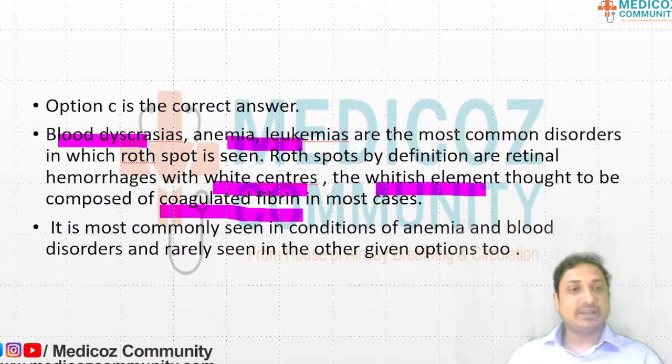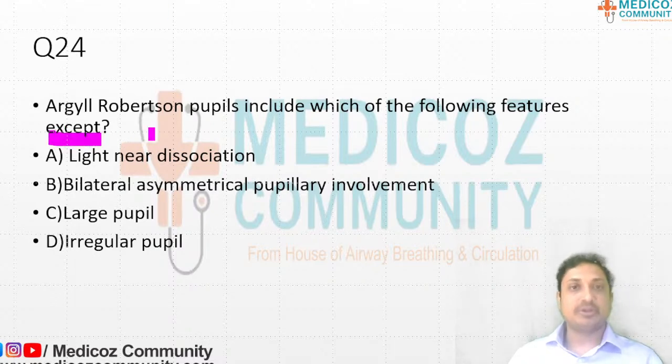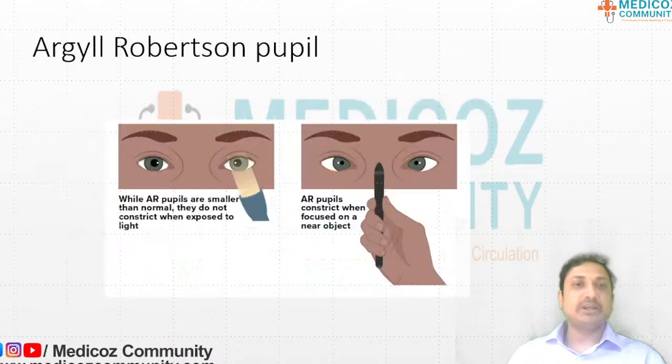I hope all the technicalities are fine and everybody is following everything. Coming to the last two questions. Argyll Robertson pupil includes which of the following features except; read the question very well, except what? Okay. Argyll Robertson pupil. Let us know something about Argyll Robertson pupil first before discussing the answer.